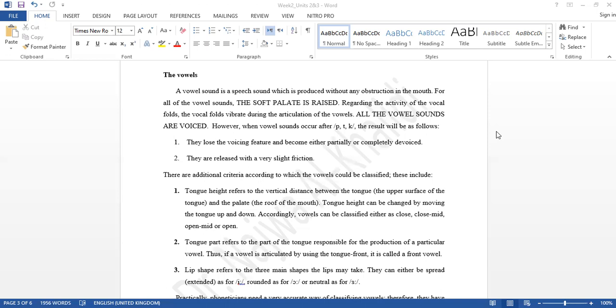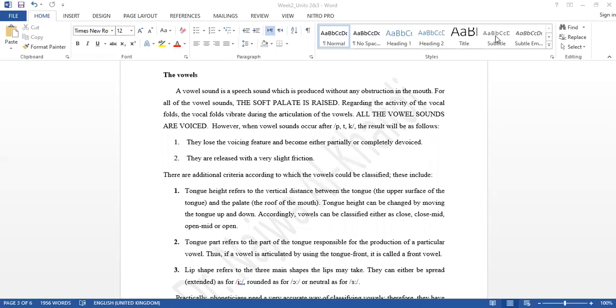In English, we have 20 vowels. They divide into two main groups, pure vowels and diphthongs. Now, in pure vowels, we have short and long vowels, 7 short vowels and 5 long vowels, while in diphthongs, we have closing diphthongs, 5 closing diphthongs, and the 3 centering diphthongs. So this is the classification of English vowels.